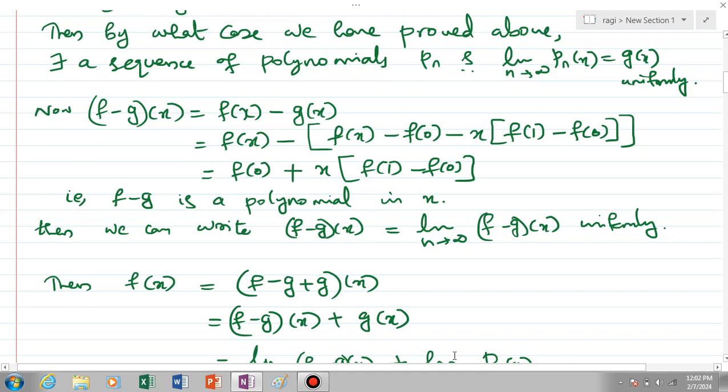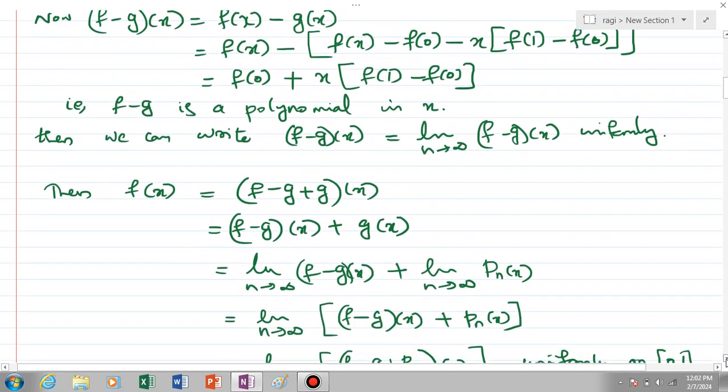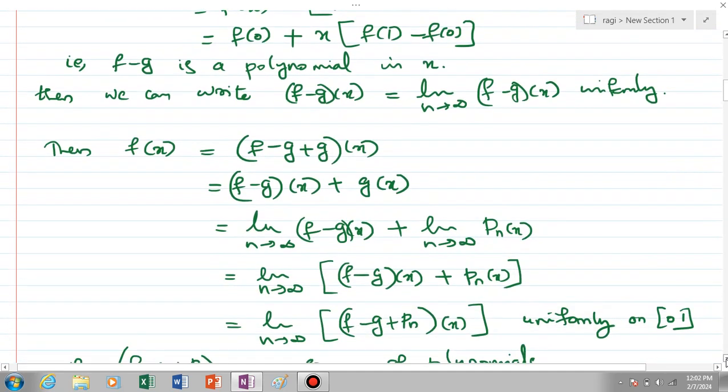Here (f minus g)(x) can be written as the limit as n tends to infinity of (f minus g)(x), and g(x) can be written as the limit as n tends to infinity of Pn(x), as we obtained earlier. That is, the limit as n tends to infinity of (f minus g)(x) plus Pn(x), uniformly on the closed interval [0, 1].